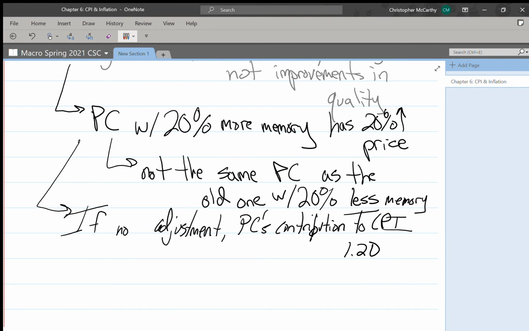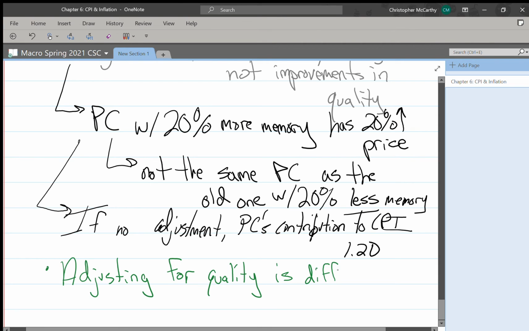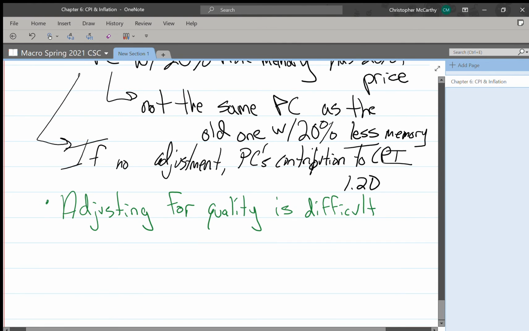So, adjusting for quality is very difficult. It's something that a lot of economists spend a lot of time trying to figure out and come up with rigorous processes. But there's just some guesswork that's involved, right? We didn't have desktop computers in 1970. And when we're comparing things over long periods of time, it's how many stagecoaches equals a Tesla or something, right? It really becomes apples to oranges.